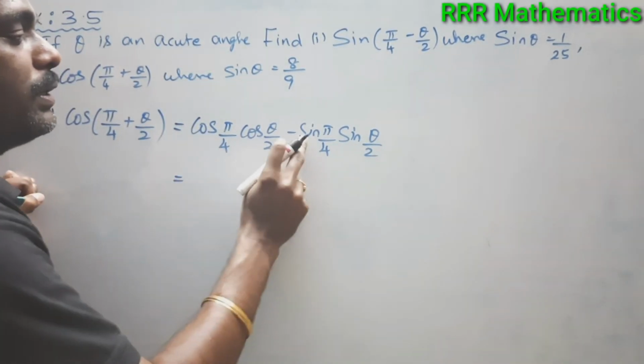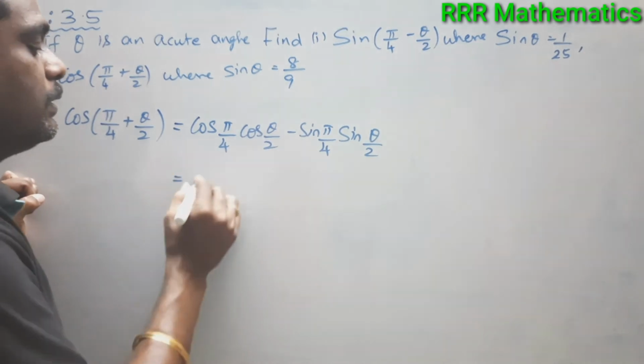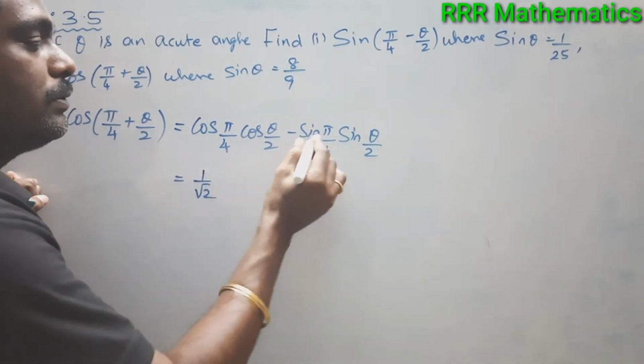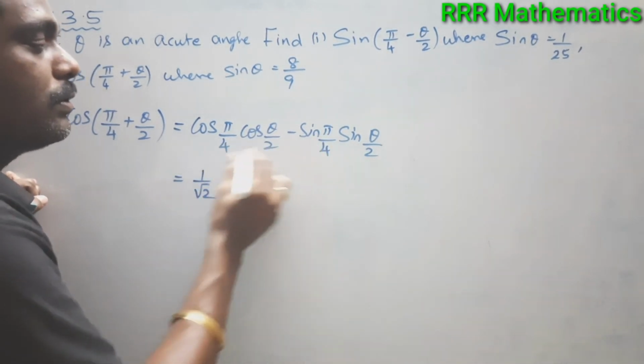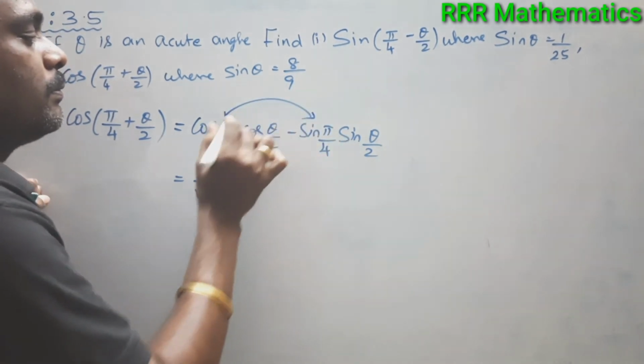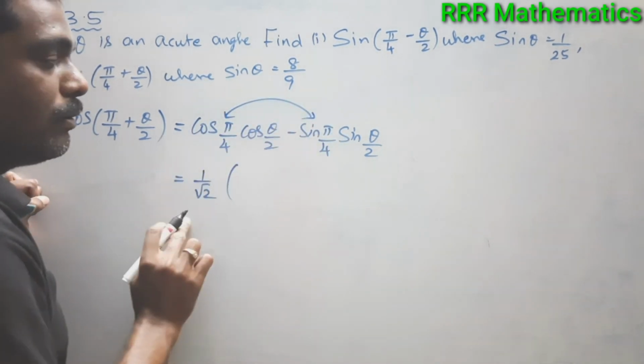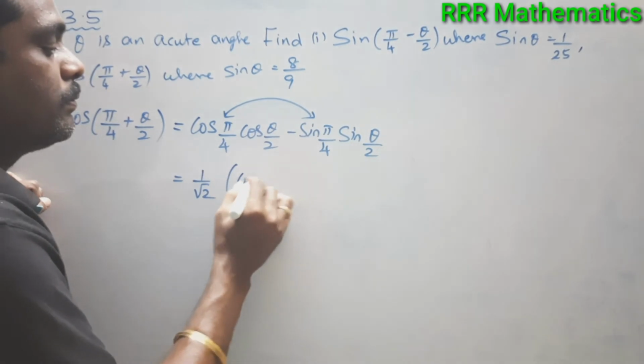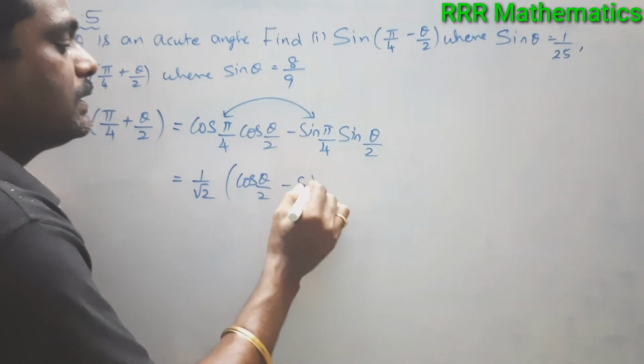Cos 45 is 1 by root 2, sin 45 is 1 by root 2. So 1 by root 2, here also 1 by root 2. I will take 1 by root 2 common. These two are the same value. I can take common, that is 1 by root 2 into cos theta by 2 minus sin theta by 2.